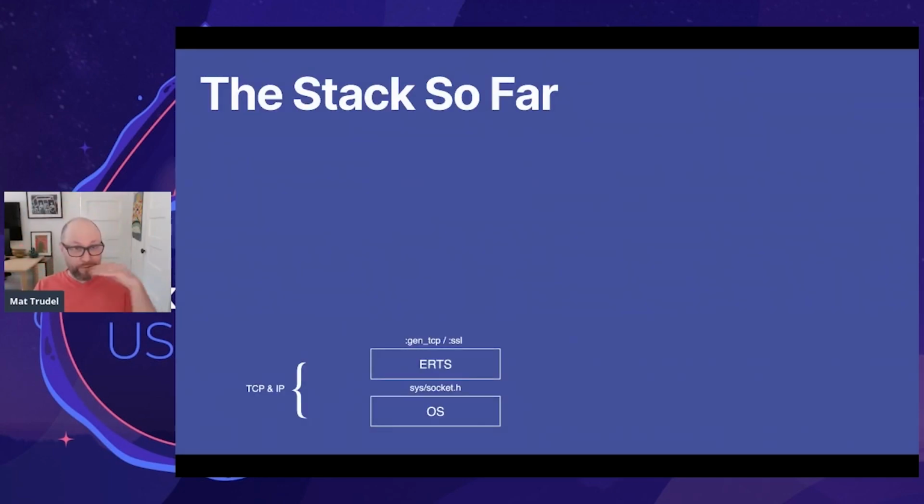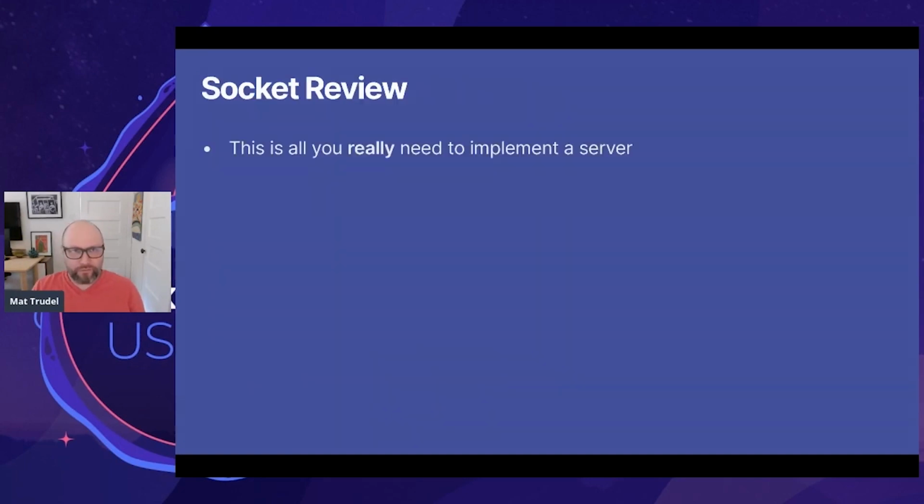At the lowest level, we have the operating system. The operating system exposes Berkeley sockets via the socket.h header in libc. The Erlang runtime then, via a port driver implementation in Erlang, layers on top of Berkeley sockets and provides a gen_tcp interface up into Erlang user land for us to call to. And this is really all you actually need to implement the server.